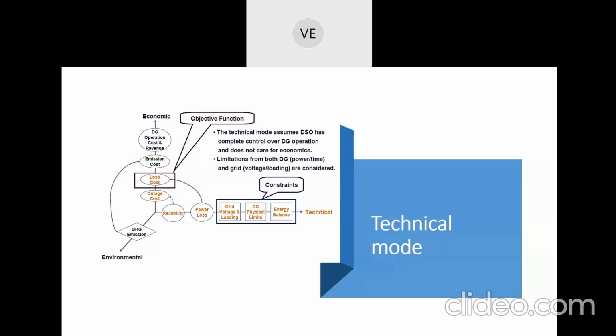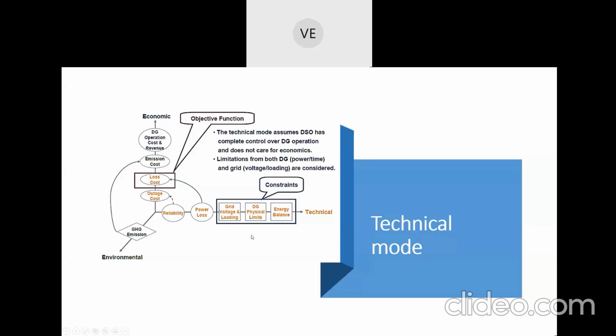So he is completely looking at technical things. We don't know whether buying an EV is a valuable proposition or not. That also comes into consideration here. But his constraints are now stringent. Maybe he has put some plus or minus 2% tolerance for grid voltage and loading, DG physical limits. It follows these, but he is aware of the environmental concerns and the economic concerns. He just has a limited preference for that.